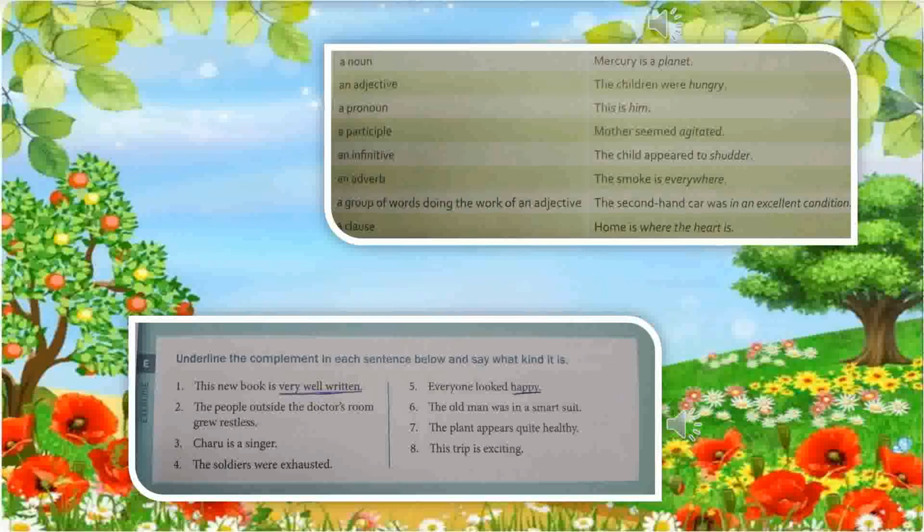And in question number 5, "everyone looked happy." Here the complement is happy. So we can say happy is an adjective. Similarly, the remaining 6 I am leaving for you.